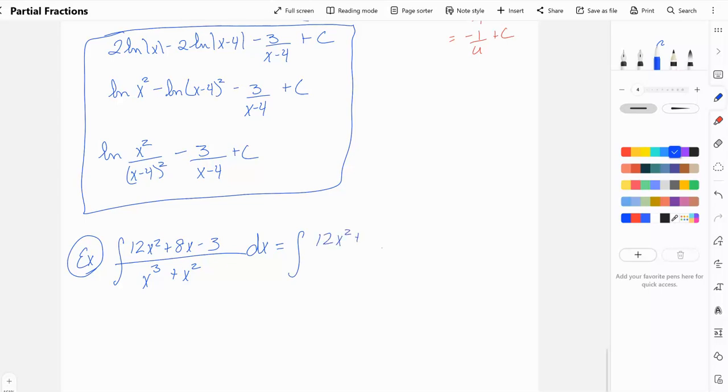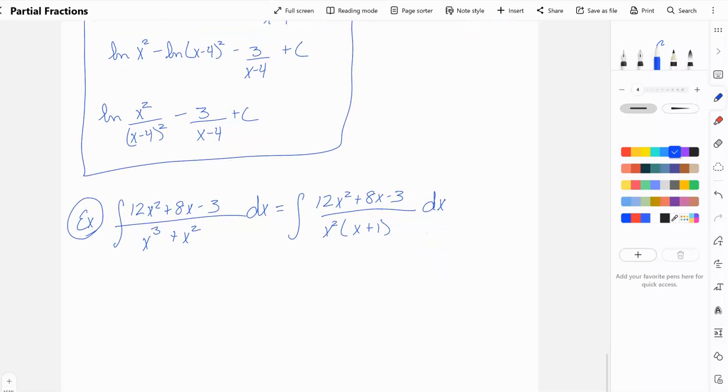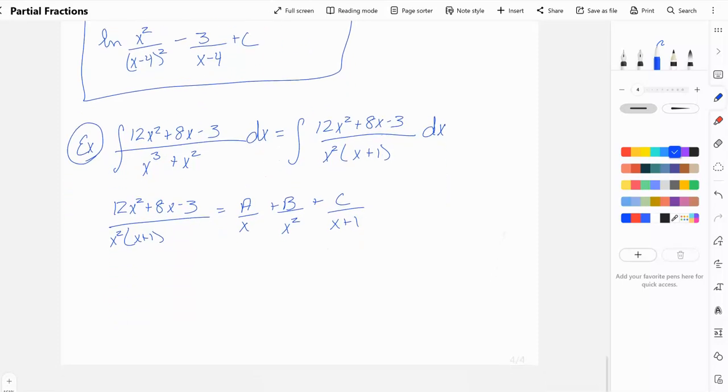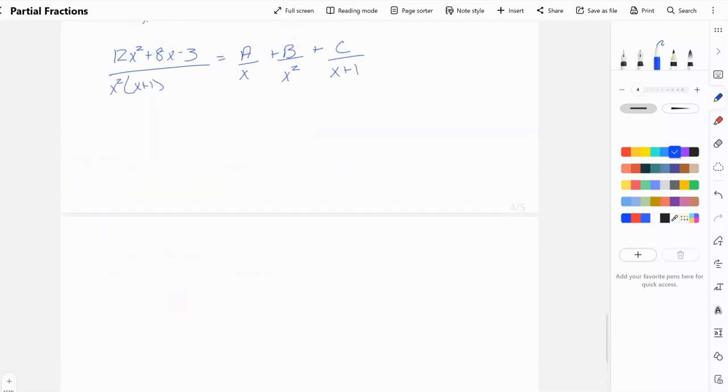I'm going to factor the bottom. I can factor out an x squared, leaving an x plus 1. So this is a repeated linear case. That x squared is really x times x, which is a linear term times a linear term. So we can think about this fraction, 12x squared plus 8x minus 3 over x squared times x plus 1, as a over x plus b over x squared plus c over x plus 1. Here's my setup for my repeated linear.